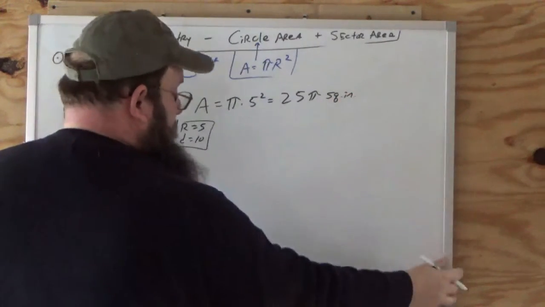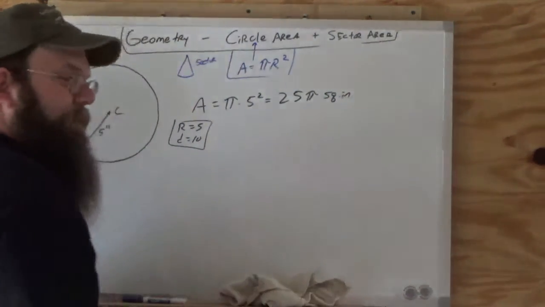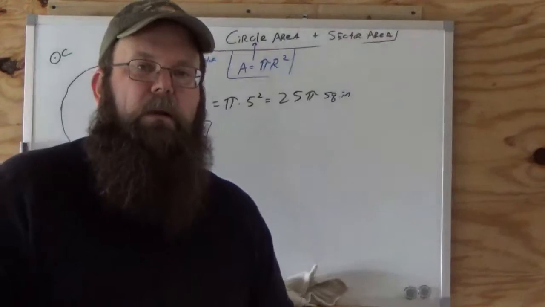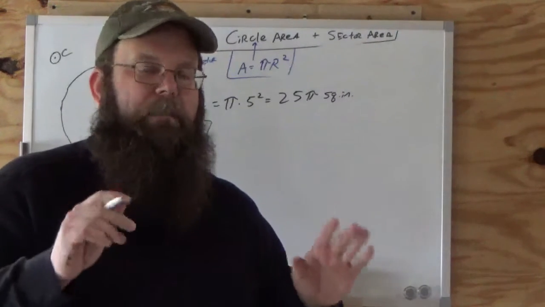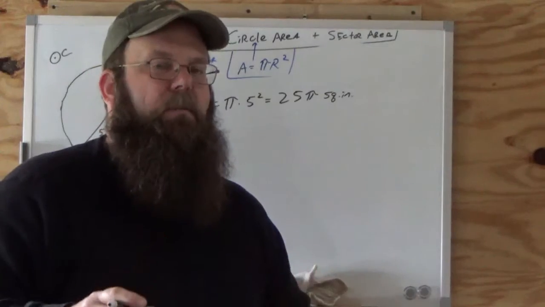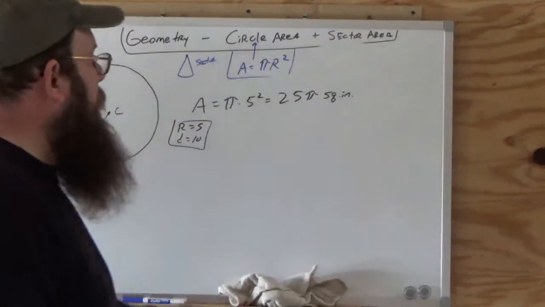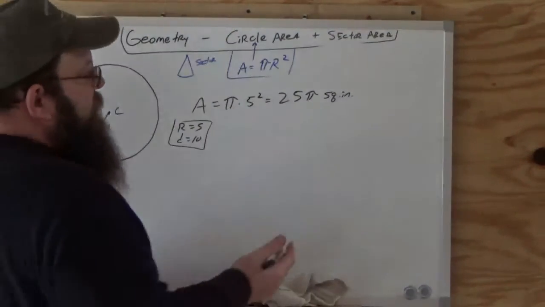Now, you've probably heard me say this many times, that I really don't care about the units a whole lot. We'll let the science people worry about the units, chemistry, physics. I'm not too worried about it, unless we need them, then I'll emphasize them. So 25 pi. What's 25 pi?